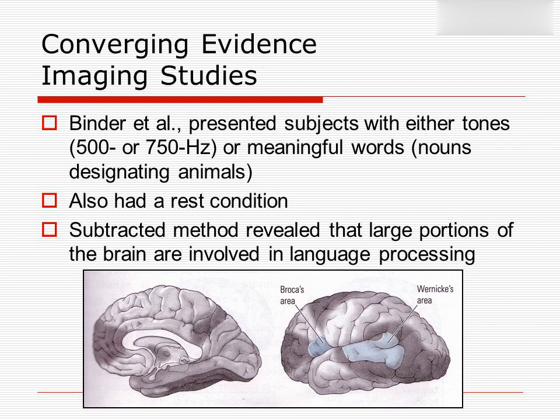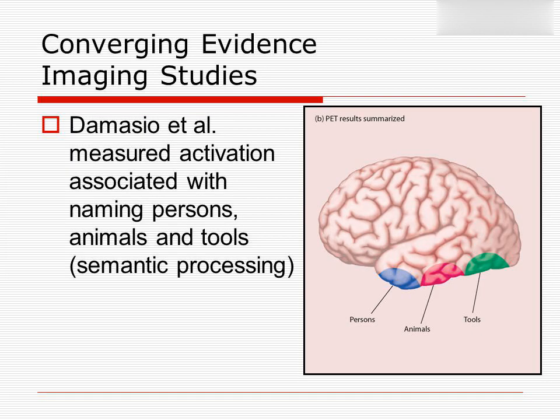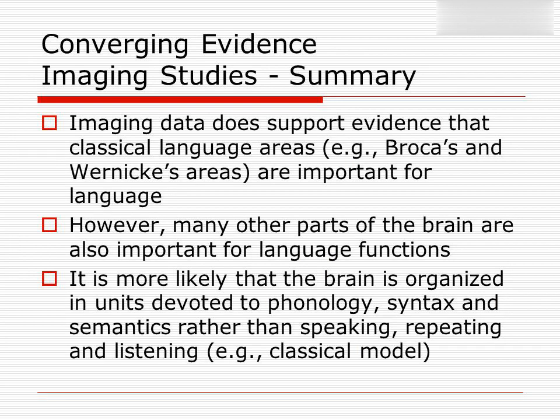Binder et al. presented subjects with either tones, 500 or 750 Hz, or meaningful words, nouns designating animals. There was also a rest condition. The subtraction method revealed that large portions of the brain are involved in language processing. Damasio et al. measured activation associated with naming persons, animals and tools, semantic processing.